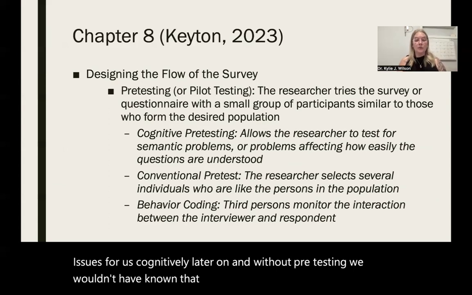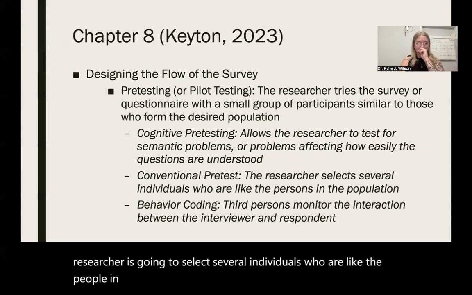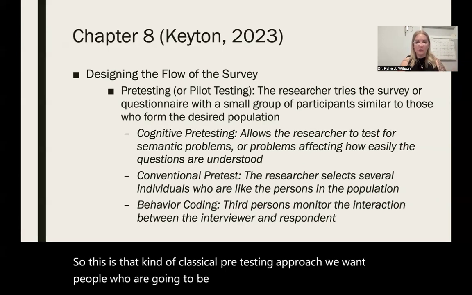Conventional pretesting. So the researcher is going to select several individuals who are like the people in the population. So this is that kind of classical pretesting approach. We want people who are going to be similar to our population overall, and we're just going to select them.